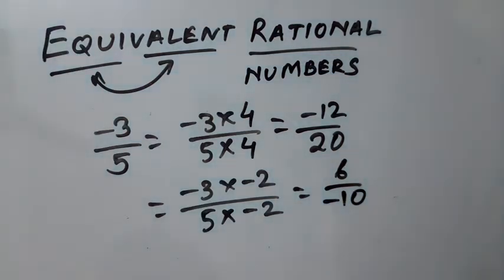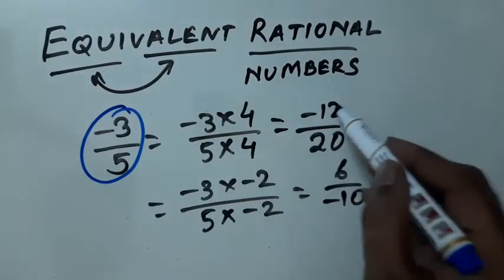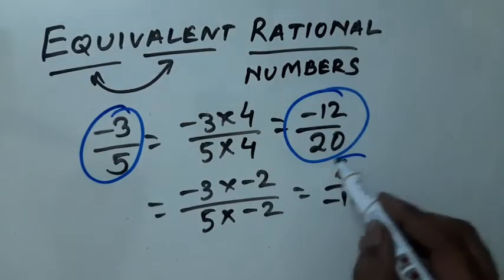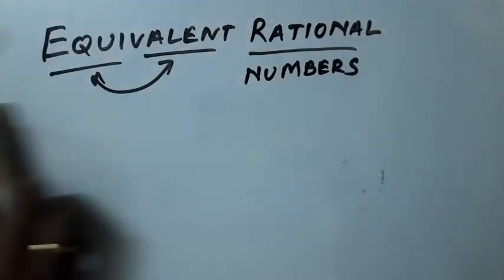So here I can say that minus 3 by 5, minus 12 by 20 and 6 by minus 10 all are of the same value. So they are equivalent rationals. Let's see more about it.